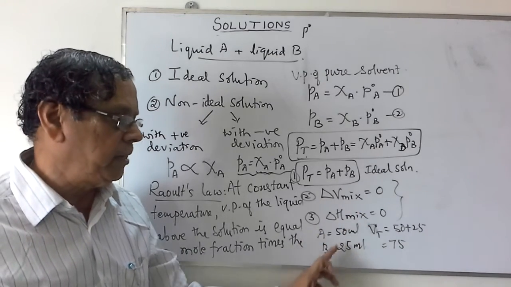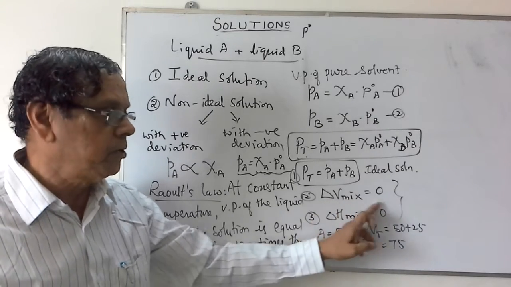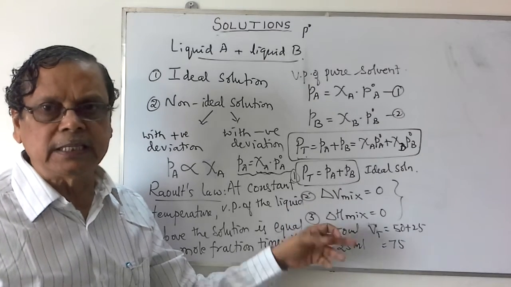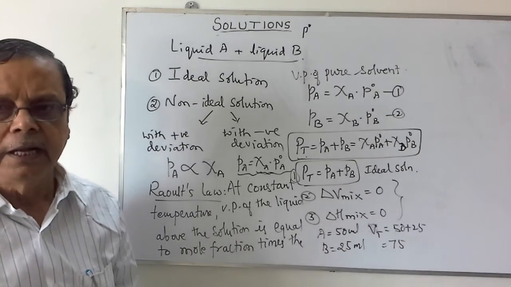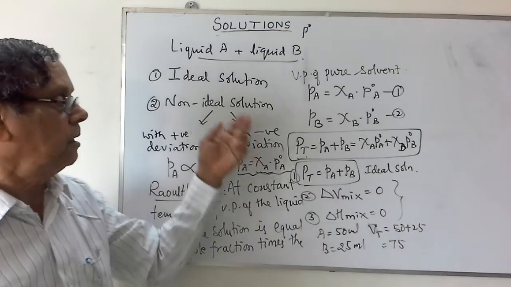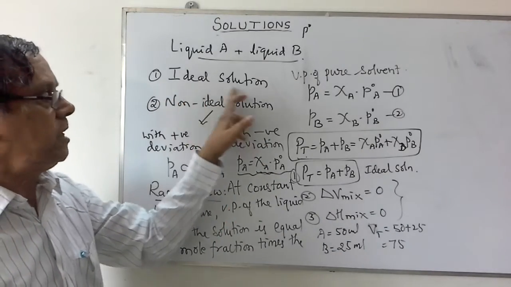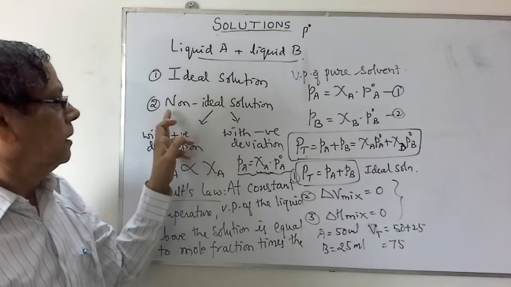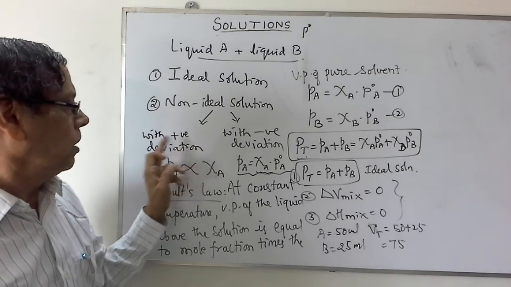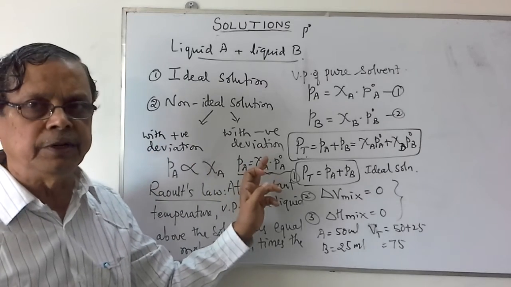If you mix 50 ml and 25 ml of two liquids, and the total volume is 75 ml, there will be no change in the volume. If the process of solution formation is neither exothermic nor endothermic, then it is considered delta H of mixing 0. So such a solution is considered an ideal solution. Once you understand this ideal solution, then the non-ideal solution can be very easily understood, which has positive deviation and negative deviation.